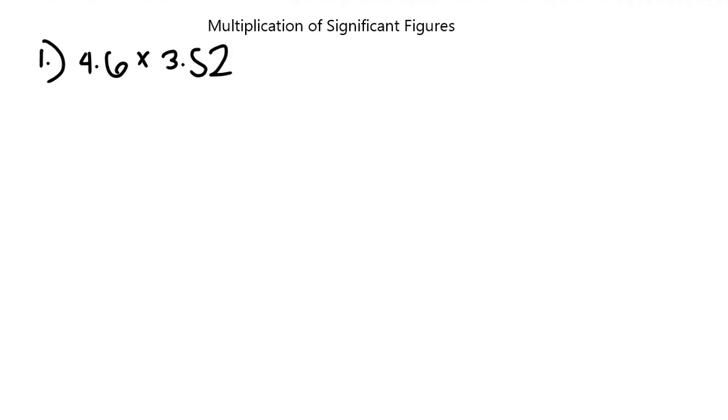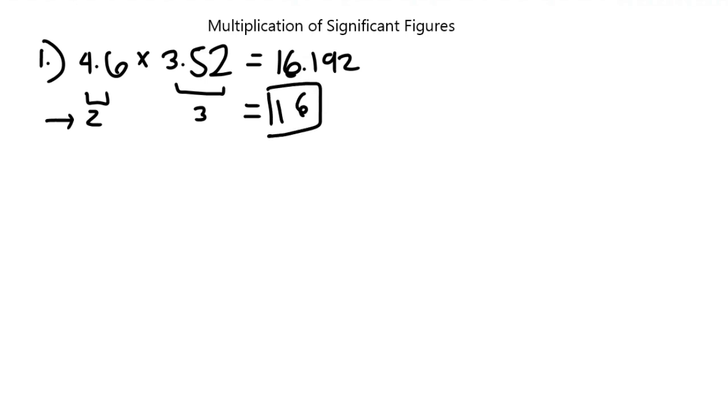So, let's start with multiplication of significant figures. Let's say 4.6 times 3.52. Alam na natin kung paano magbilang ng significant figures. You have 2 dun sa left and 3 sa right. So, what we're going to do is choose yung pinaka-least significant figures. So, we're going to choose 4.6, the significant figures of the left side, so 2. When we multiply using our scientific calculator, we get 16.192. But we're going to round it sa dalawang digits niya, which is 16 lang.